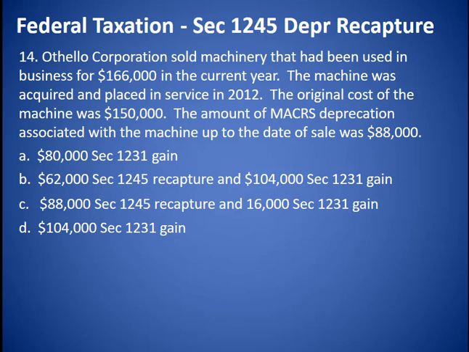So you're given 4 choices. Go ahead and calculate your answer, stop your video, and when you're ready, restart your video.